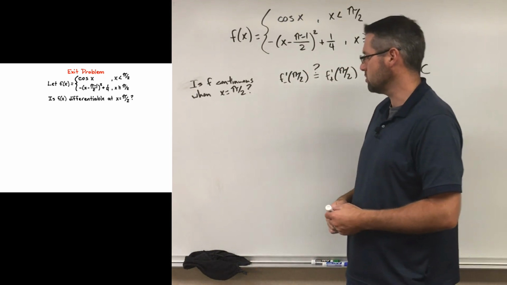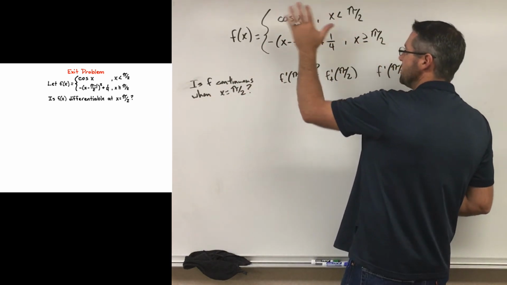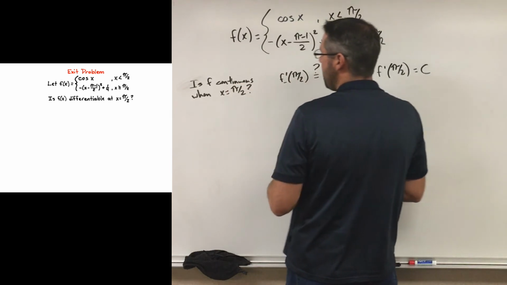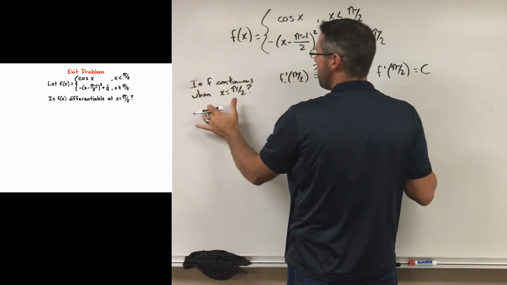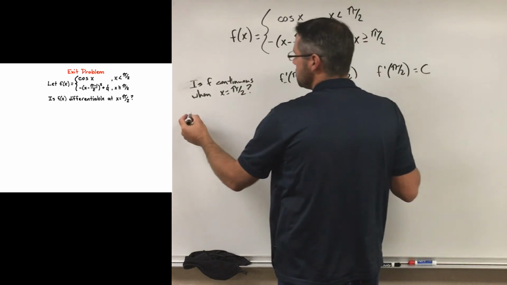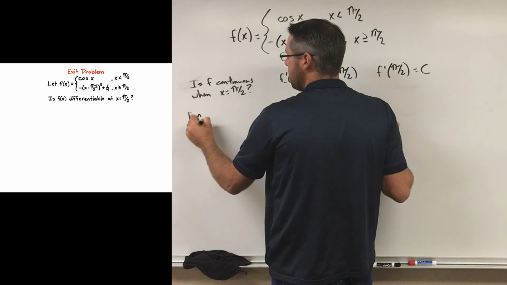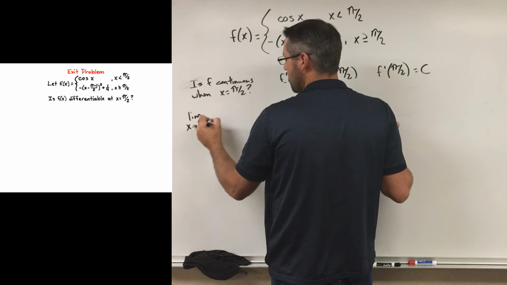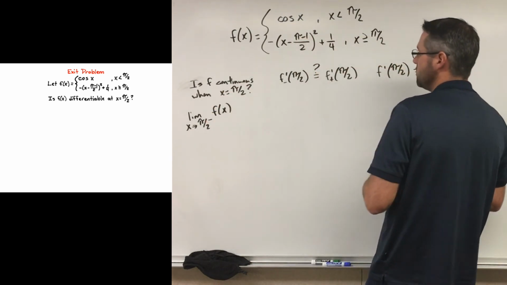So go ahead and pause the video, see what you come up with, and then when you're done, come back and see the results. For the first part, I want to know if f is differentiable at pi over 2, so I'm checking to see if f is continuous there. Remember, there are 3 things to check: the limit as x approaches pi over 2 from the left of f of x, the right-hand limit, and the function's value.